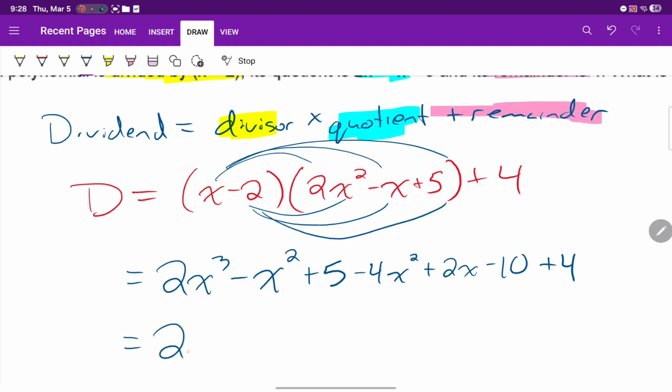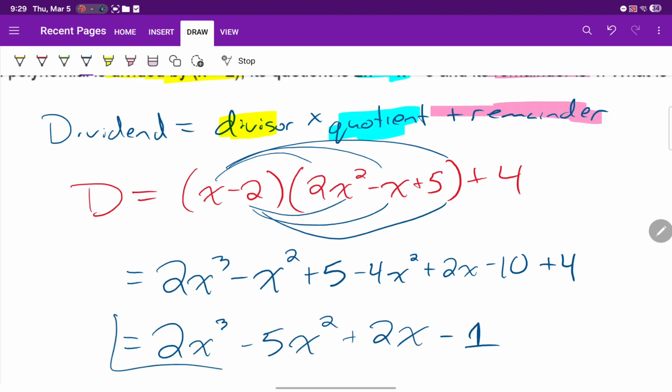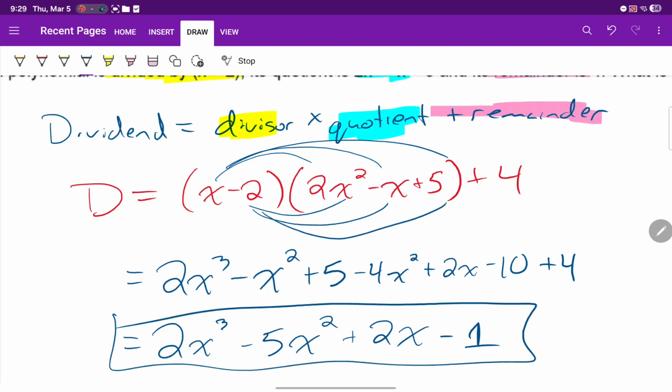Now collecting my like terms, I get 2x cubed minus 5x squared plus 2x, 5 minus 10, negative 5 plus 4 is negative 1. And so that is what my dividend is, or that is what the polynomial is. Okay.